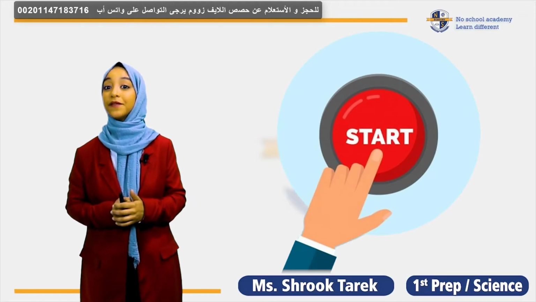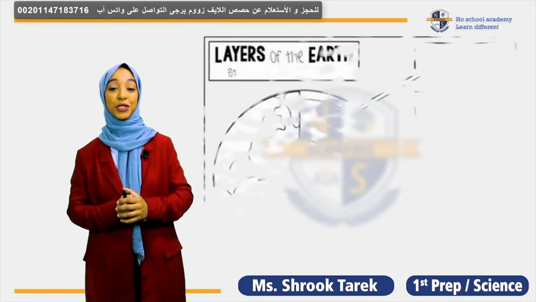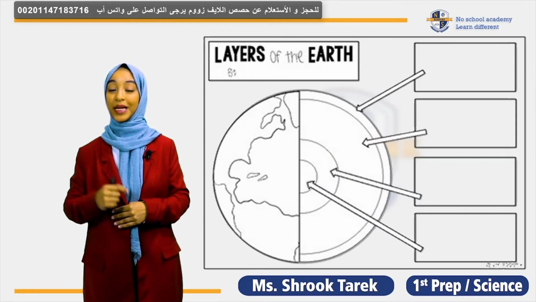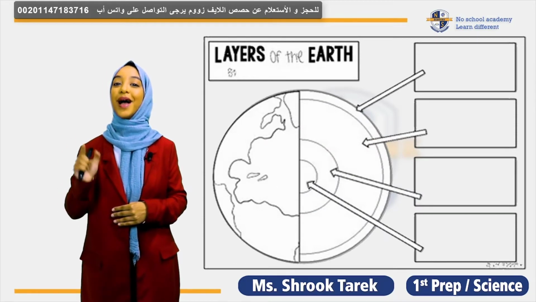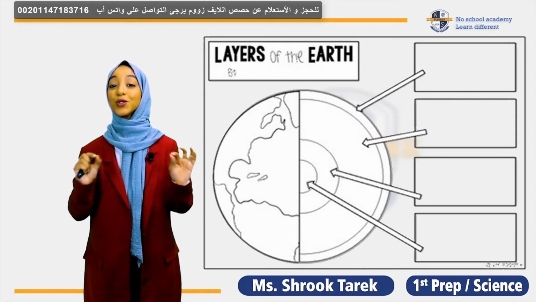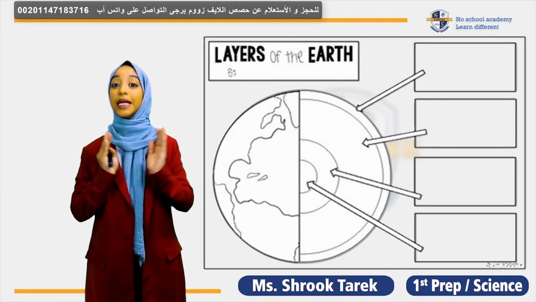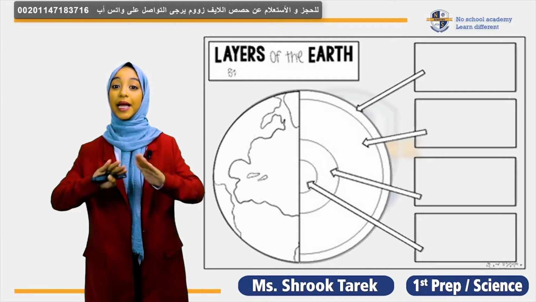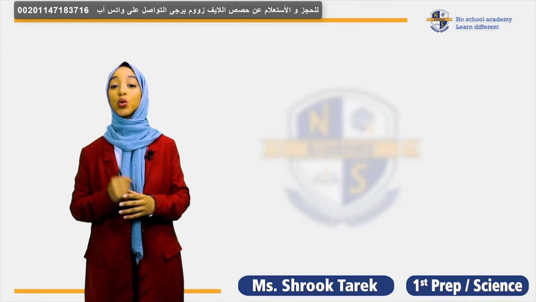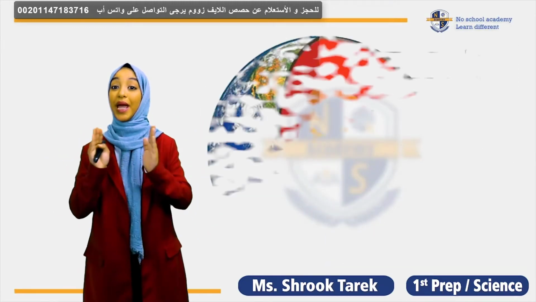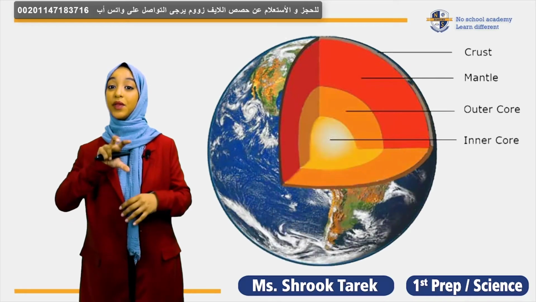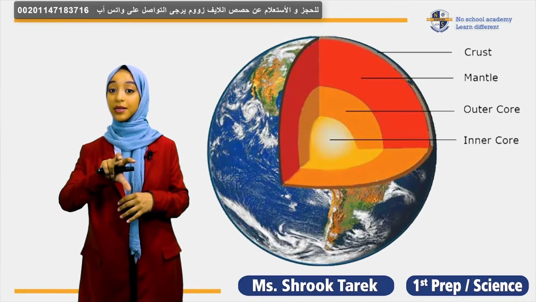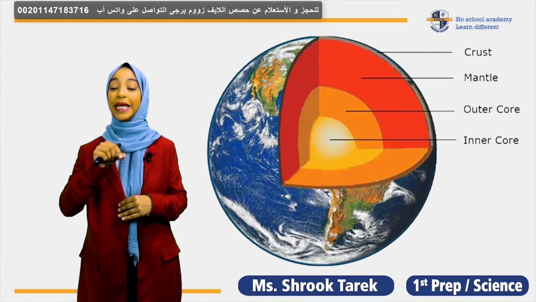بس الأول عايزين نفتكر مع بعض what are the layers of the earth. Pause the video, label the diagram and come back to see your answers. Thank you so much for solving it. يلا بينا نفتكر مع بعض the layers of the earth. كنا اتكلمنا قبل كده إن the outer layer is called the earth crust. Then we have the mantle and there is a core. In the inside we have an outer core and inner core.